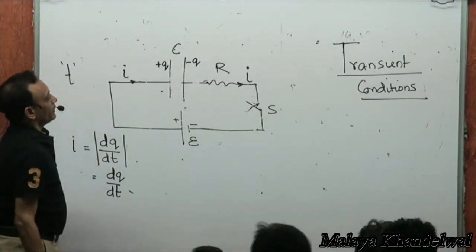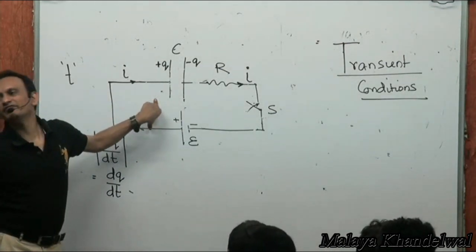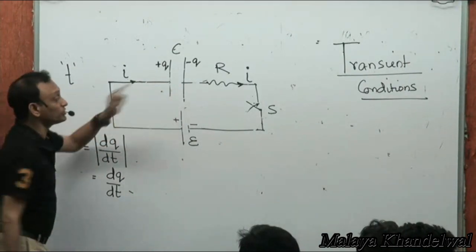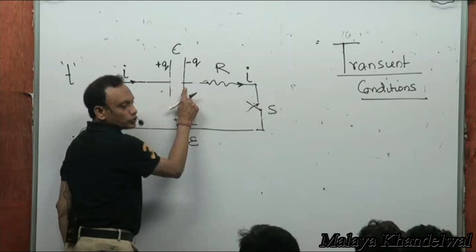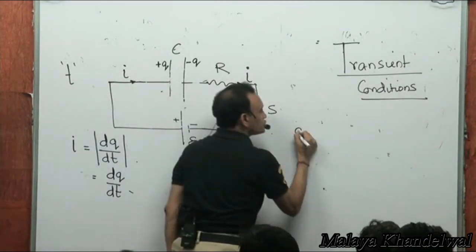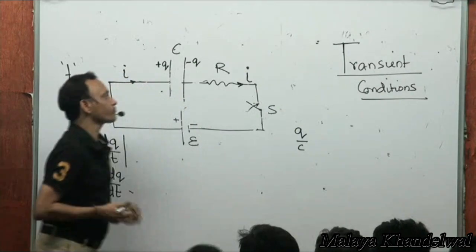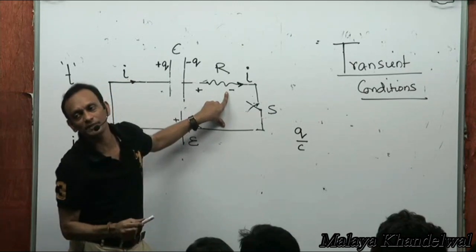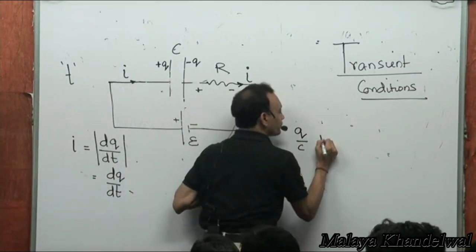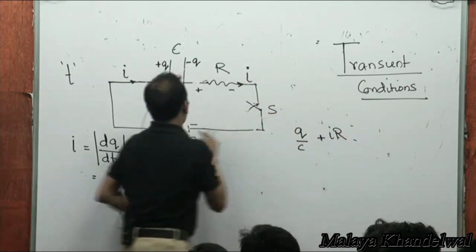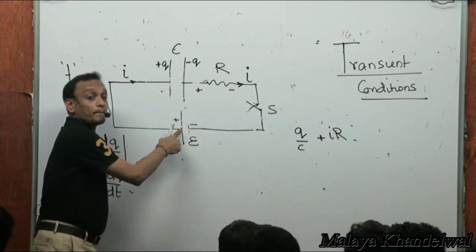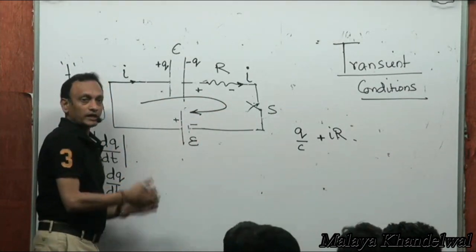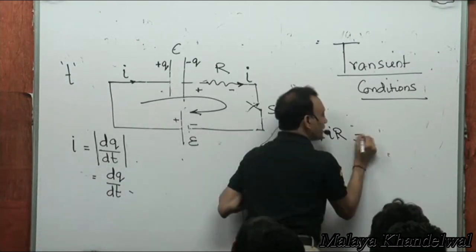Now, for this instant, let me apply KVL in the loop. Algebraic sum of the potential drops must be 0 for this instant of time. Now, when I go from here to here, what's the drop? Q by C. Charge on the first plate divided by capacitance, that's the drop. When I go across the resistance, the drop will always be I into R, the algebraic drop. When I go from here to here, the drop is minus epsilon, because there is an increase. I'm traversing the loop like this, right? So minus epsilon, that must be 0.